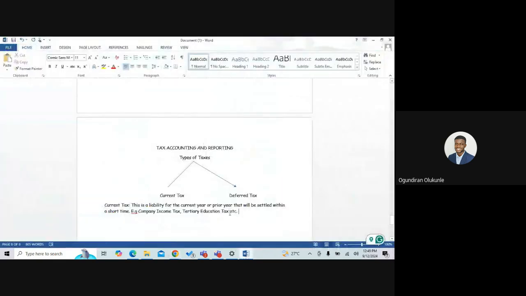The next thing we then want to look at is what deferred tax is. But before we look at what deferred tax is, there's a need for me to explain something. Let me call it definition of terms. The first one I need to explain is called tax base.